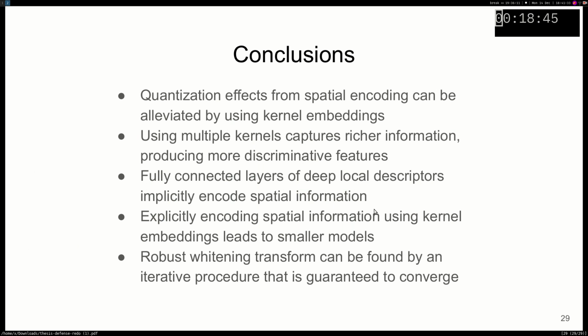And finally, we come to the conclusions of the thesis. So these are the 5 conclusions. The first one is that quantization effects from spatial encoding can be alleviated by using kernel embeddings. The second is that using multiple kernels captures richer information, producing more discriminative features. The third is that the fully connected layers of deep local descriptors implicitly encode spatial information, and when we explicitly encode the same information, we can have the same performance with smaller models. And finally, we show that a robust whitening transform can be found by using an iterative procedure that is guaranteed to converge to a global minimum. Thank you.